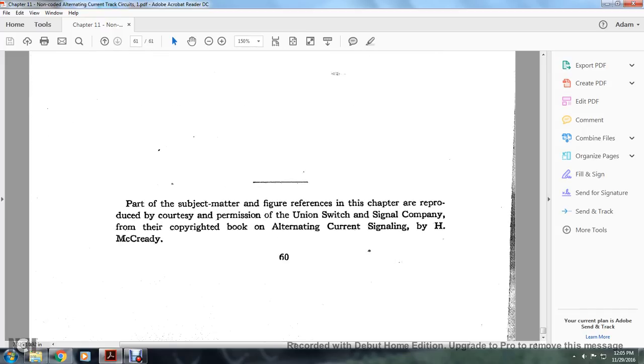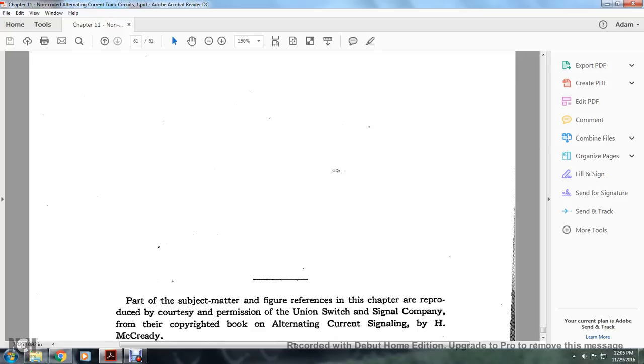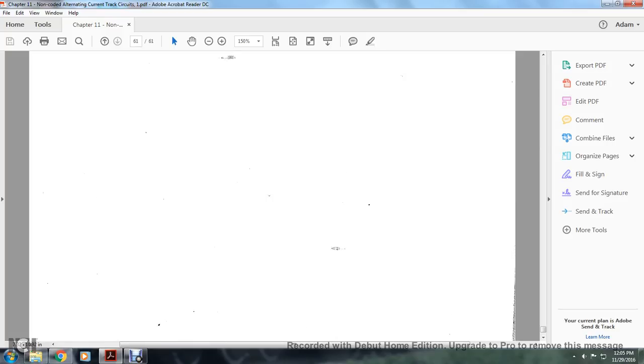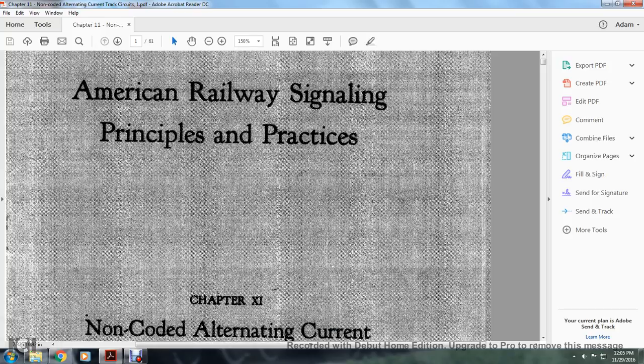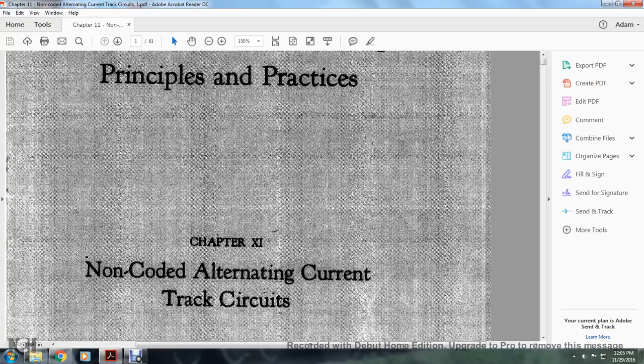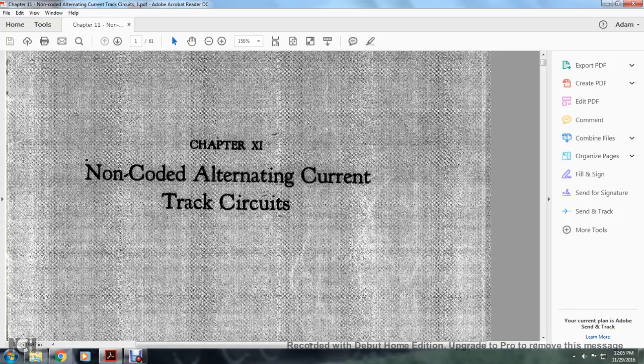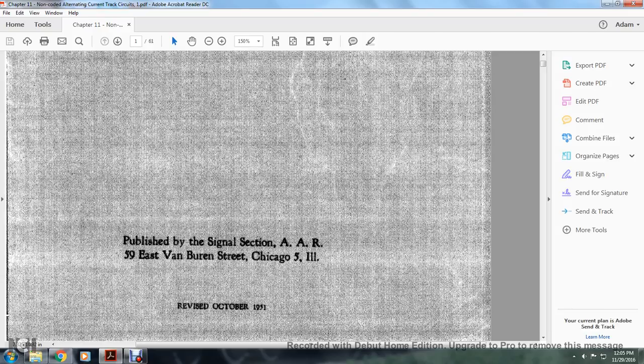Part of this subject matter and the figures are reproduced with the courtesy and permission of the Union Switch and Signal Company from the copyrighted Alternating Current Signals by H. McCready. This was American Railway Signal Principles and Practices, Chapter 11, Non-Coded Alternating Track Circuits, October 1951, published by the Signal Section AAR, 59 East Van Buren Street, Chicago 5, Illinois.